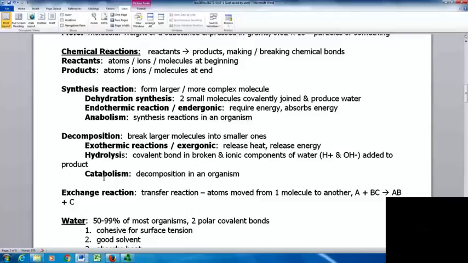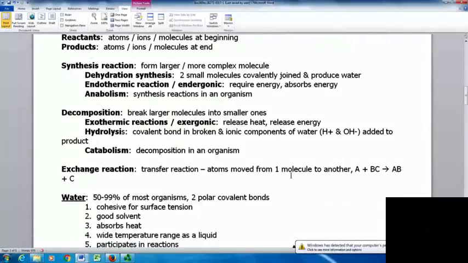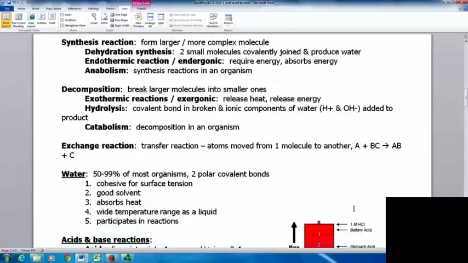With exchange reactions, you're going to transfer atoms. They're going to be moved from one molecule to another. An example would be molecule A plus molecule BC will form molecule AB plus C. All the components are still there. They're just combined together in a different order.